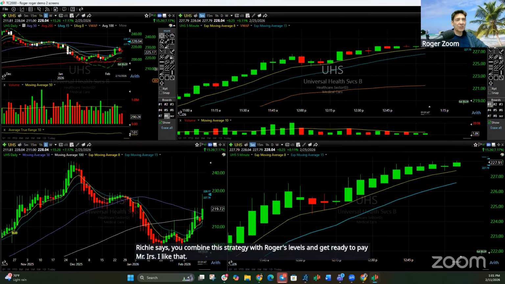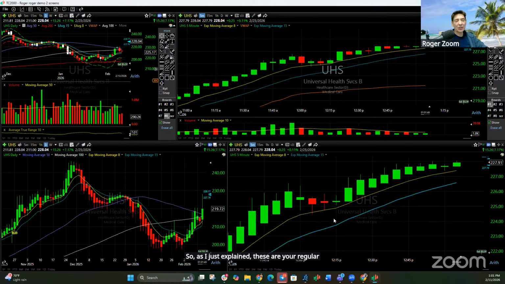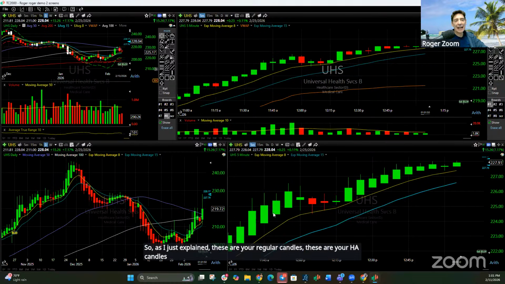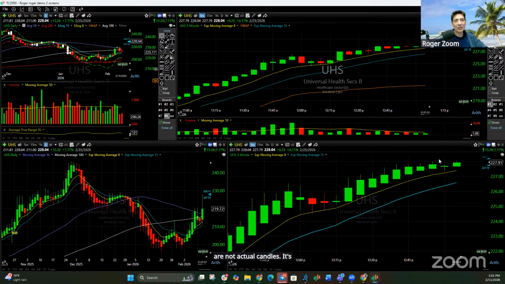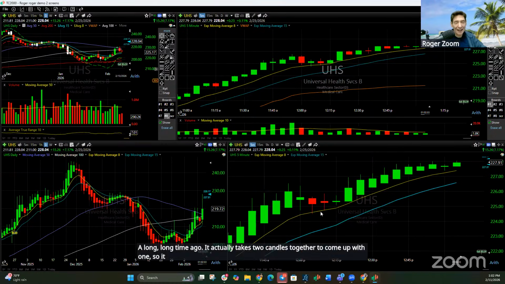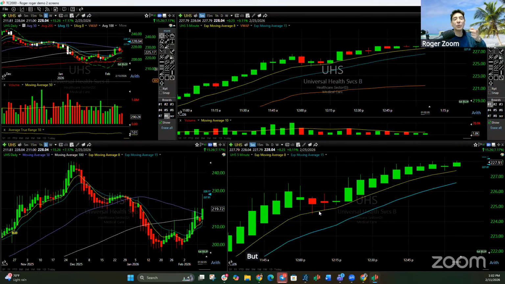So as I just explained, these are your regular candles. These are your HA candles. HA candles are not actual candles. It's a moving average system designed in Japan a long, long time ago. It actually takes two candles together to come up with one. So it's got a good lag.